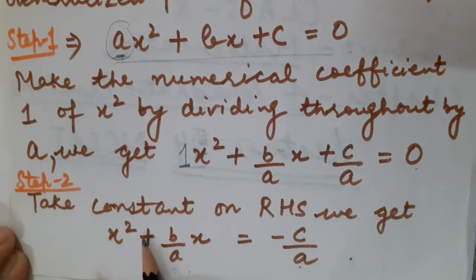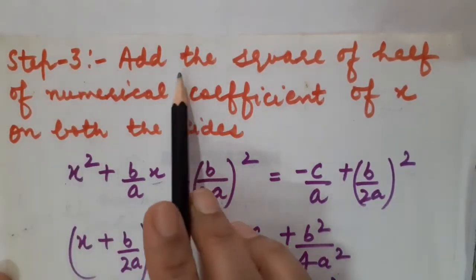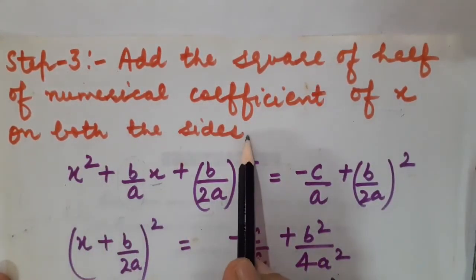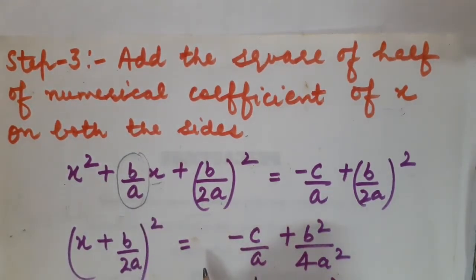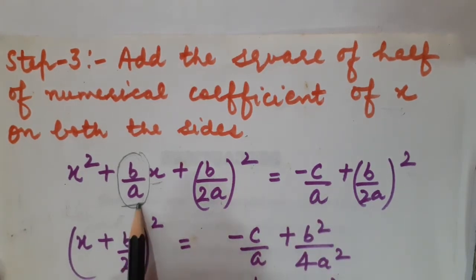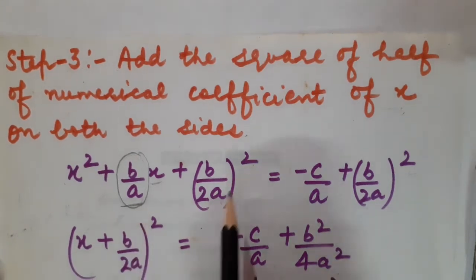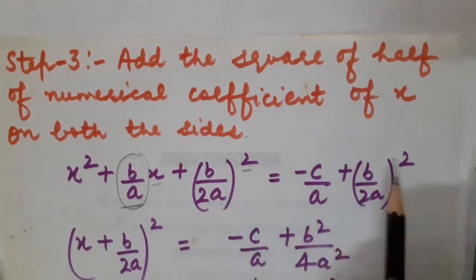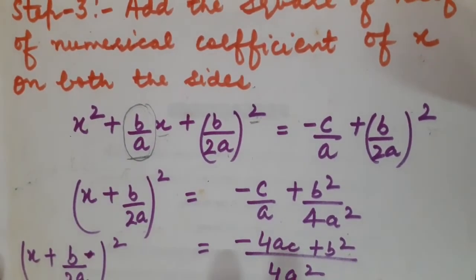So I will be getting x square plus b upon a x is equal to minus c upon a. Correct? Now the third step is, add the square of half of the numerical coefficient of x on both the sides. Children, after dividing the complete equation by the numerical coefficient of x square, I got b upon a as the numerical coefficient of x. So make its half. It will become b upon 2a. Correct? And its whole square will be added on both the sides. So this is b upon 2a whole square, here also added, and it is added on the right hand side as well. Correct? Now, because the name of the method is completing a perfect square.